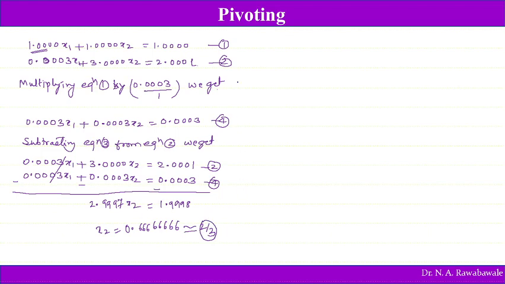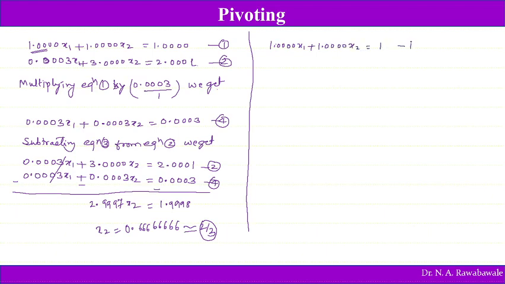Now substituting this x2 value in any one of the equations, substituting x2 in the first equation, the first equation is 1.0000 x1 plus 1.0000 x2 is equal to 1.